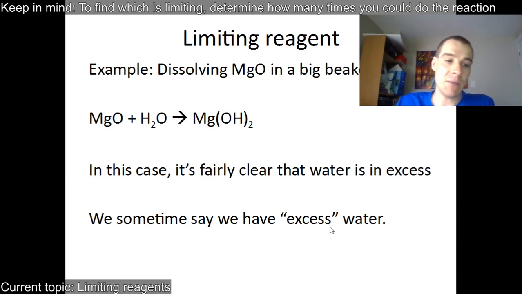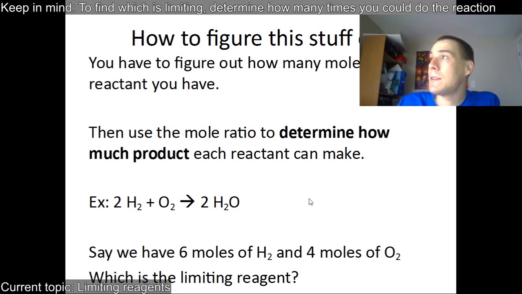You'll see this a lot in reactions. They'll say something is done with excess acid or something is done with excess oxygen. Complete combustion has an excess of oxygen. The fuel is going to be the limiting reagent in complete combustion. To figure this stuff out, you're just going to figure out how many moles of each reactant and how much product each reactant can make.